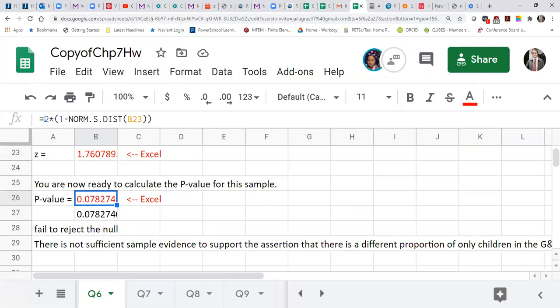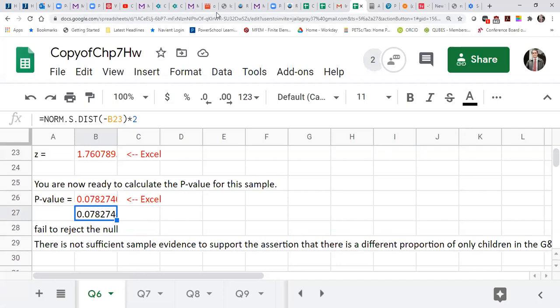I can do 2 times 1 subtract the area on the left side of z, right? Or you can change it to negative and then multiply by 2, so you will get the same number, or the same answer. Okay? And in this case, the p-value is greater than alpha, so we fail to reject. So the conclusion is there is not sufficient sample evidence to support the claim, right?